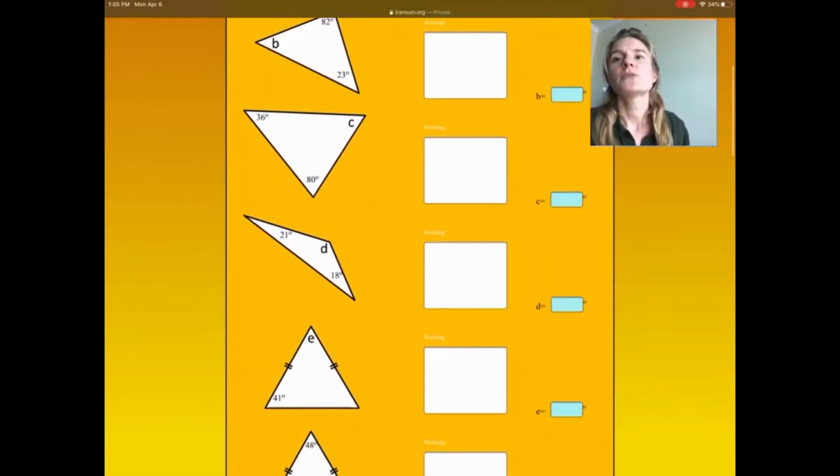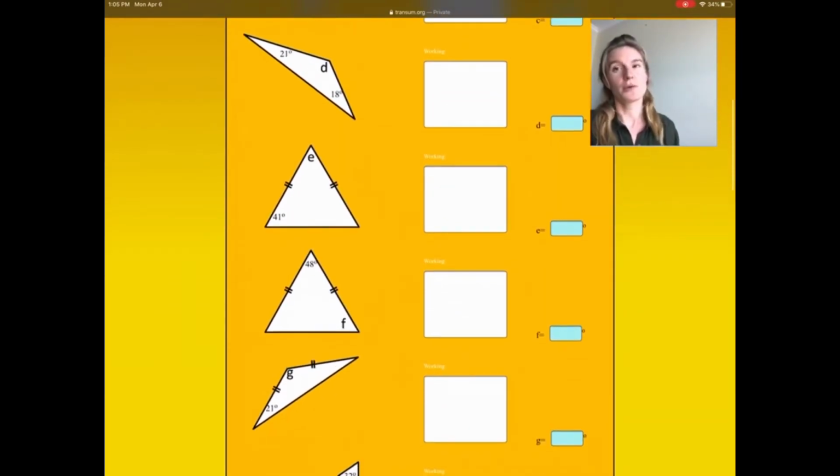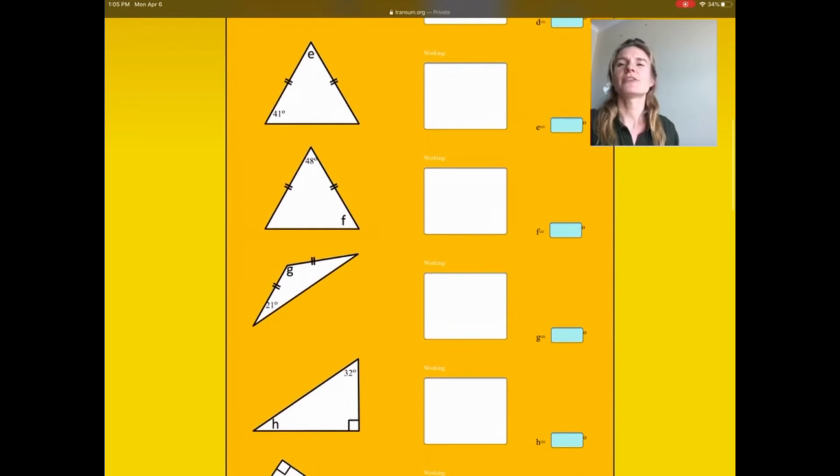So number 1, number 2, number 3, number 4 are all very similar to each other, okay? Number 5, look at that triangle. Do you recognise that? That is an isosceles. So we know we've got 2 equal sides and 2 equal angles right at the bottom. So we know if that one's 41, what's the other angle going to be on the right? And then we can use those pieces of information to find out what E is at the top.